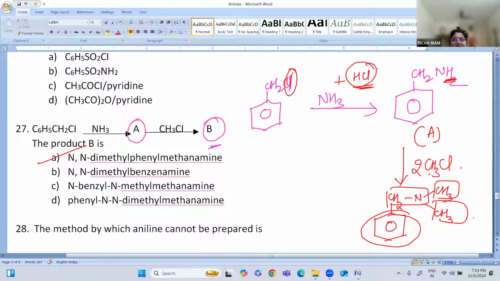N,N-dimethyl phenylmethanamine. So option A is the answer. Benzyl chloride treated with NH3 gives benzylamine. Then you treat it with methyl chloride, so both the hydrogens are replaced by methyl groups, and you get N,N-dimethyl phenylmethanamine. Okay.